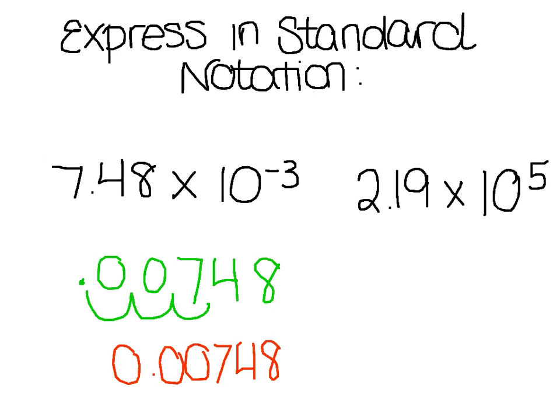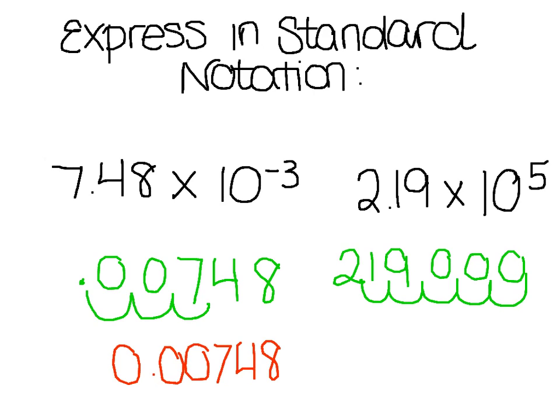Now looking at my second number, I have 2.19. So 219, and I'm moving, because it's positive, 5 spots in the positive or to the right direction. So 1, 2, 3, 4, 5. I'm going to fill in my holes. I know my decimal spot is there. And if I rewrite that number using proper commas, I'm going to have 219,000. If you got both answers correct, I think you understand how to express in standard notation.